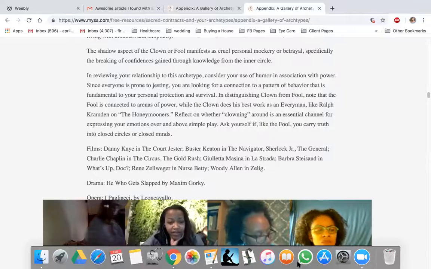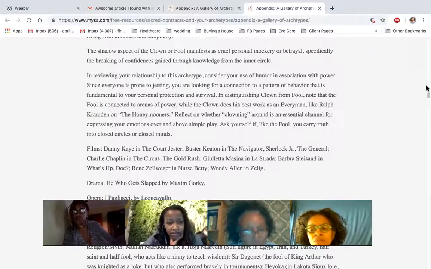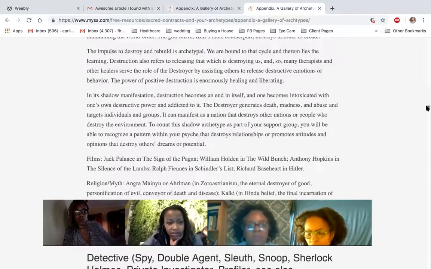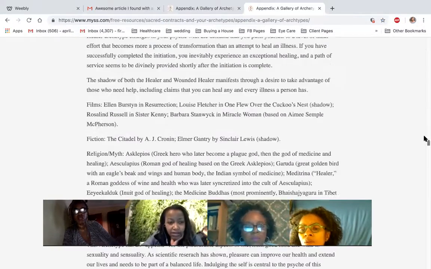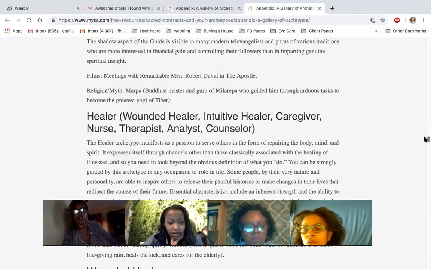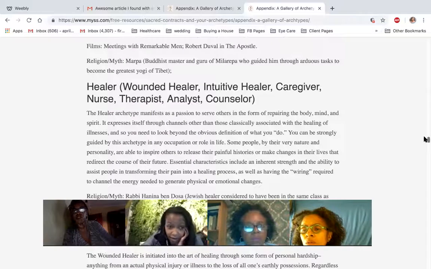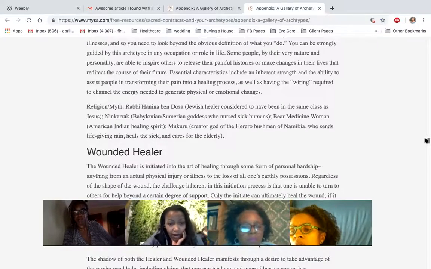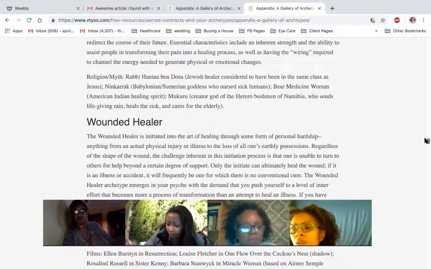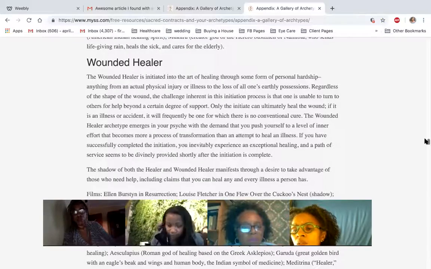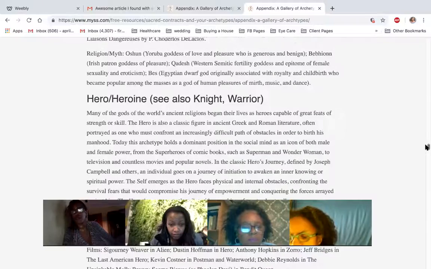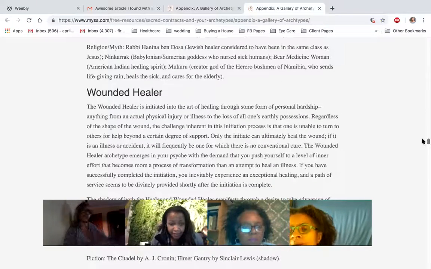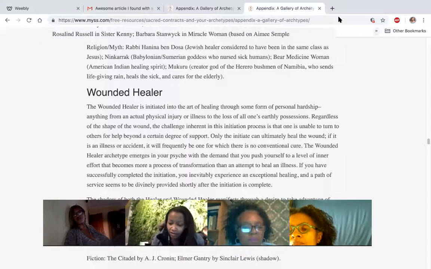I don't see caregiver on this list. Is that one of yours? Yeah, that's one of mine too. It's under healer, I think. Say that one more time. It's under healer. Okay, all right, oh, here we go. Thank you. Which is really interesting, because of course I have wounded healer as one of my archetypes before I even came to this page. Y'all can thank Rachel. She found this page for you. Thank you, Rachel.